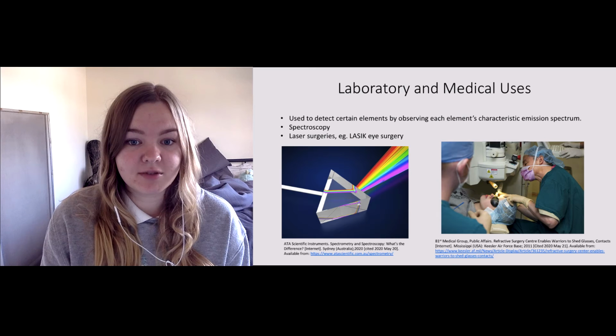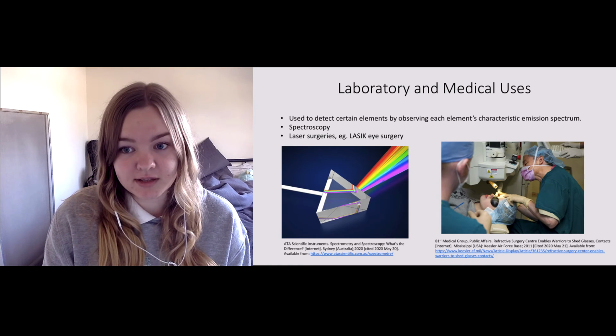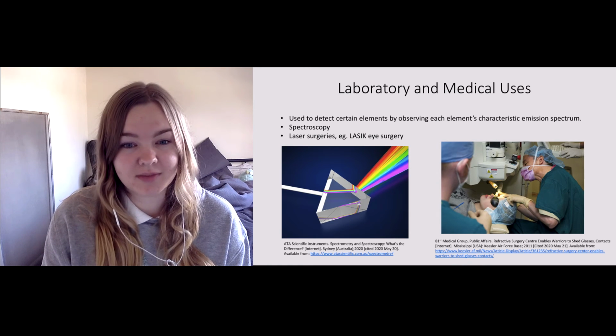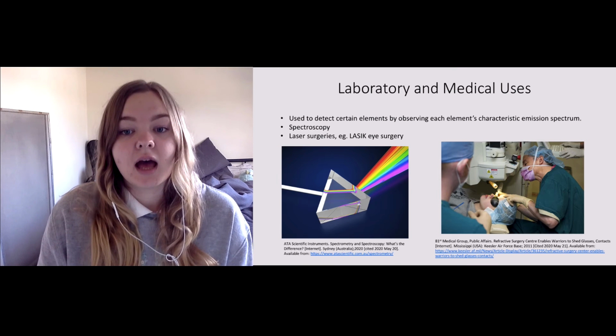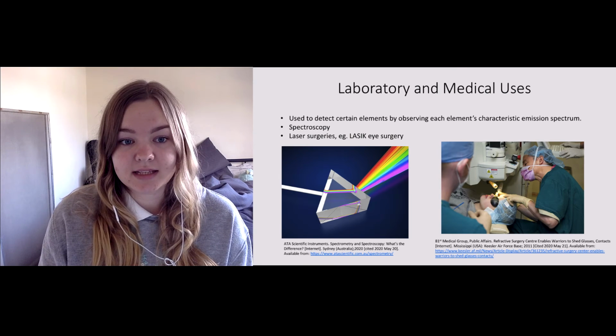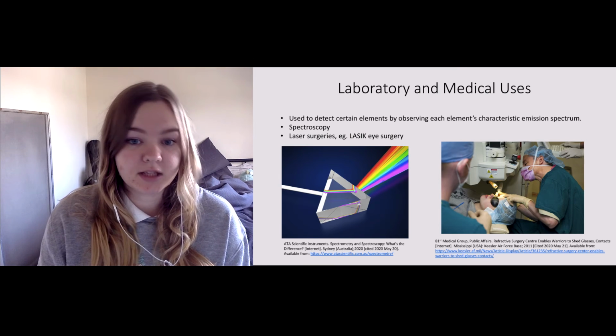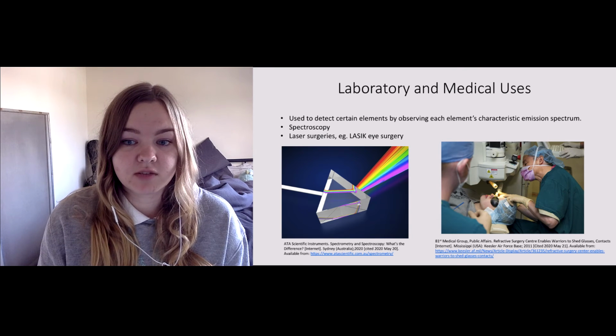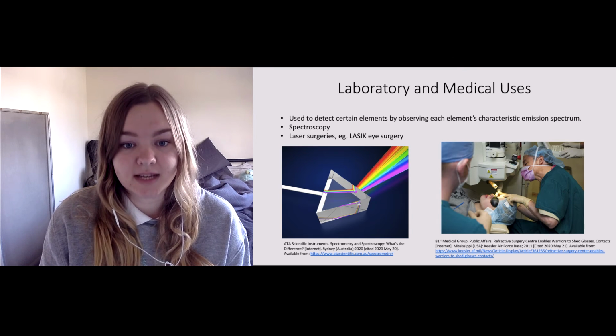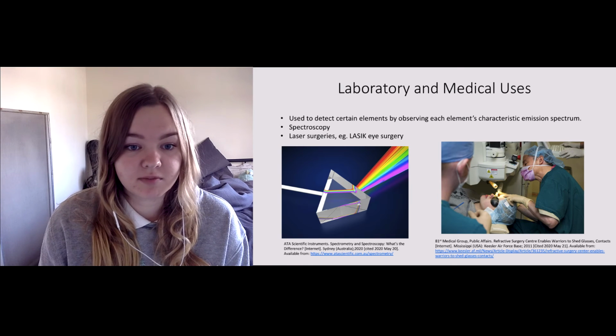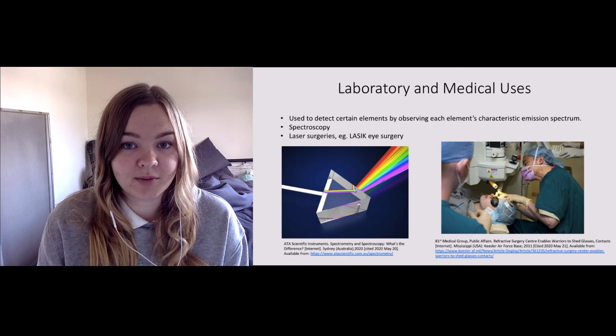The flame test can be used as a step in identifying unknown substances by recording what colour flame is produced when heated. Another technique that can be utilised is spectroscopy, which allows for the emission of energy from electrons to be measured and a spectra to be detected. This can be implemented in a medical sense by using spectroscopy to screen for metal in the body.